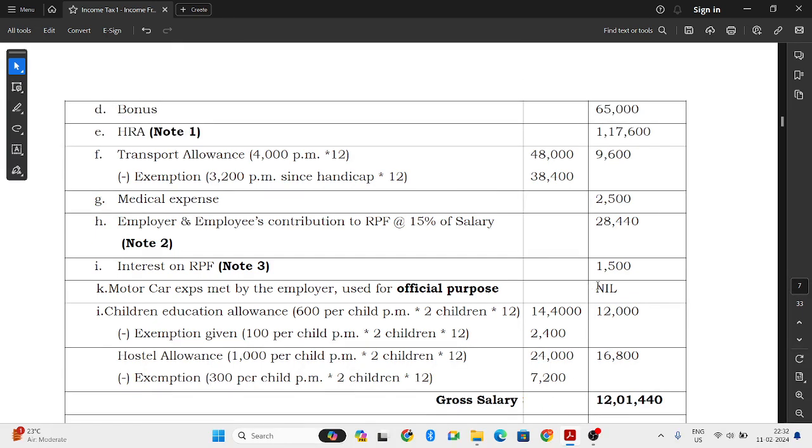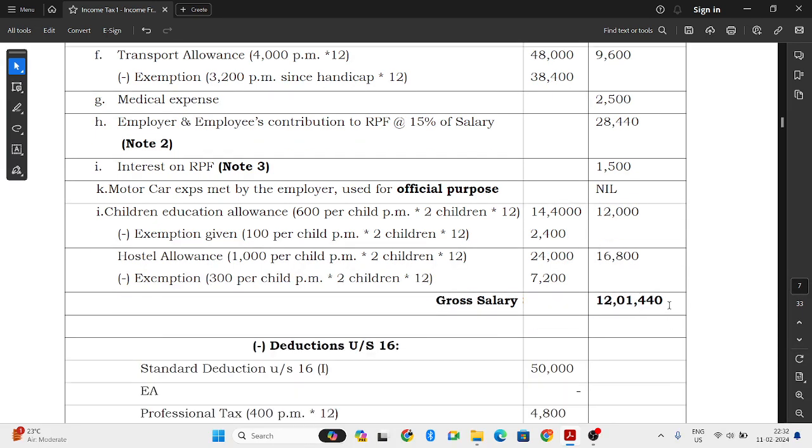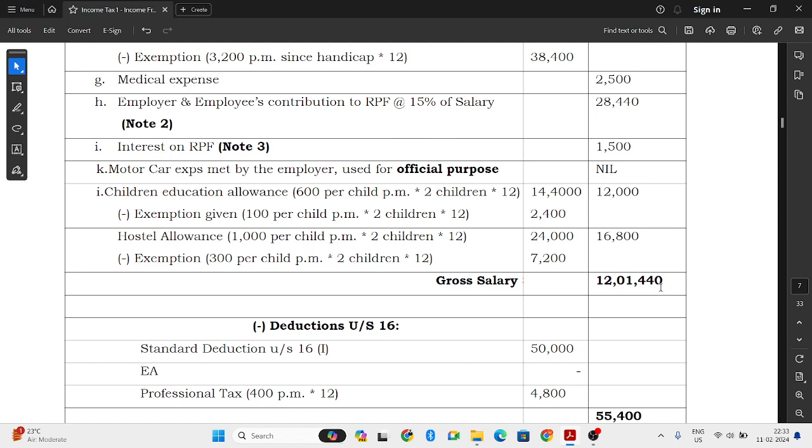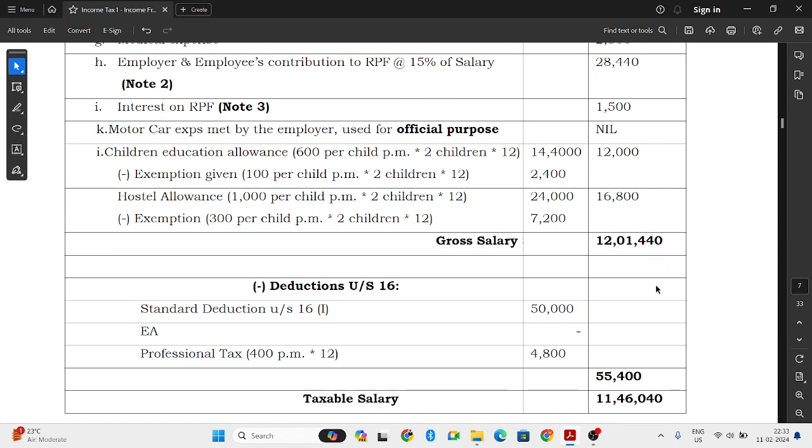When you add everything, his gross salary will be 12,01,440. Again, under section 16, you will get three types of deduction. So the first deduction is standard deduction. For all employees, the standard deduction is 50,000. Second is entertainment allowance. Entertainment allowance is only for government employees. So here he is not a government employee, so we will not give that deduction.